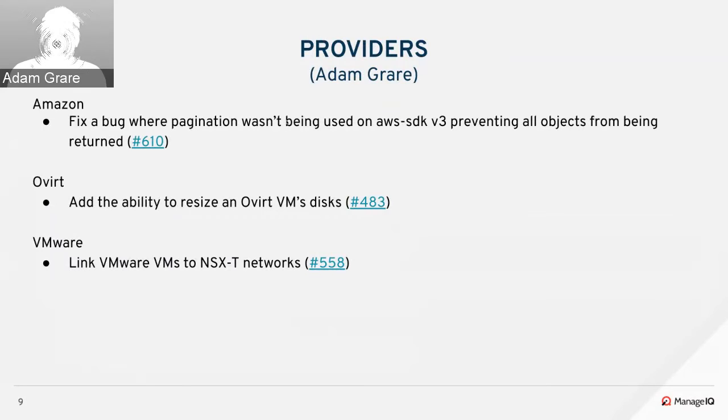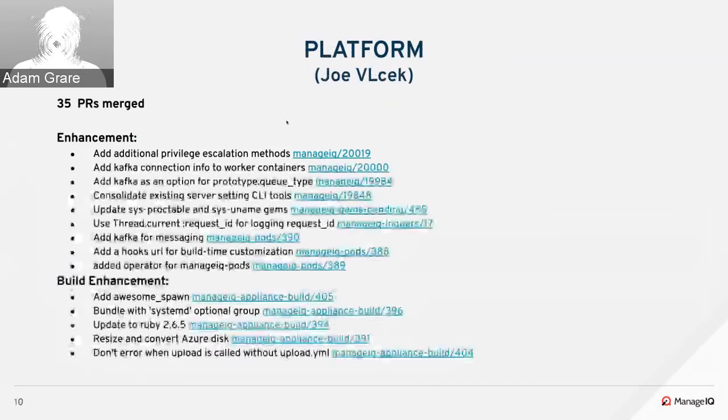And for the VMware provider, we added the ability to link VMware VMs to NSX-T networks. So if you have an NSX provider, there are equivalents, called opaque networks, that show up in the vSphere provider. And now we can link VMware VMs' NICs to those NSX-T networks. And that's it for providers. Next slide, over to Jovi.